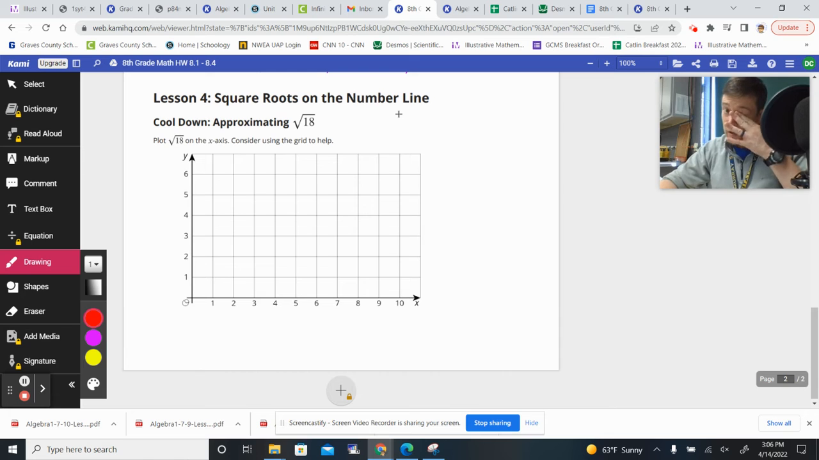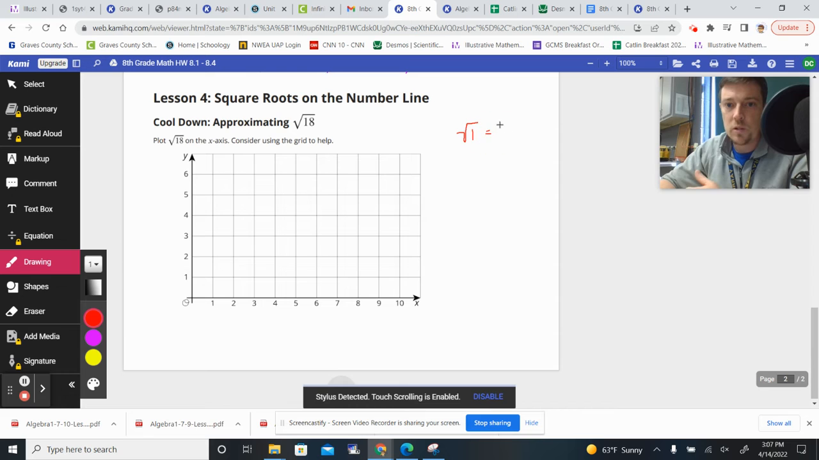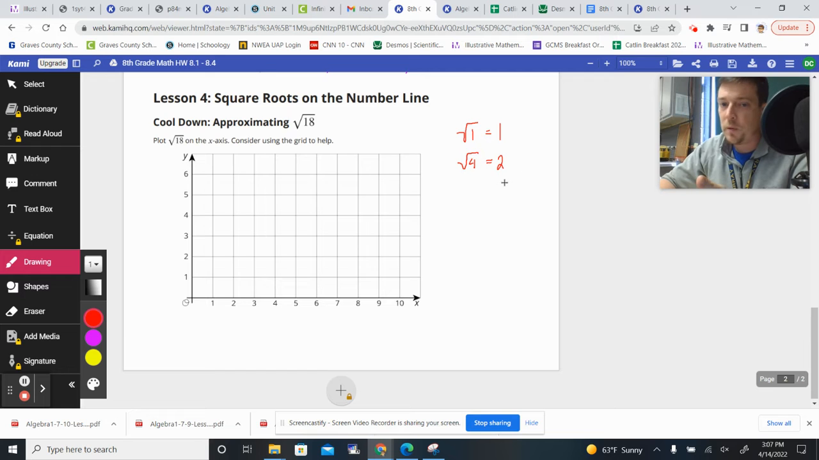And a good way to do that, I've been trying to coach you through, is to know what your perfect squares are. Perfect squares are the square root of 1, which is 1 times 1. And then think, okay, 2 times 2, what's that? Well, that would be the square root of 4. And then 3 times 3, which is the square root of 9. 4 times 4, which is the square root of 16. 5 times 5, which is the square root of 25, and so on and so forth.